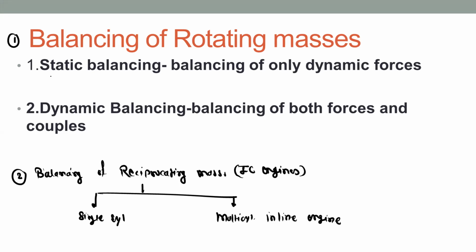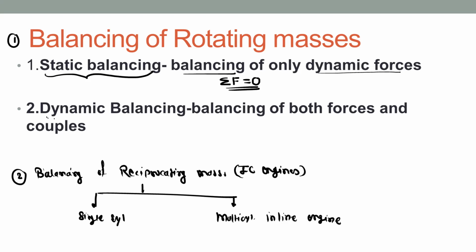So in this balancing, the first is called static balancing. What is static balancing? Balancing of only unbalanced forces. This is called static balancing. So static balancing means we will just balance the forces, so summation of F must be 0.